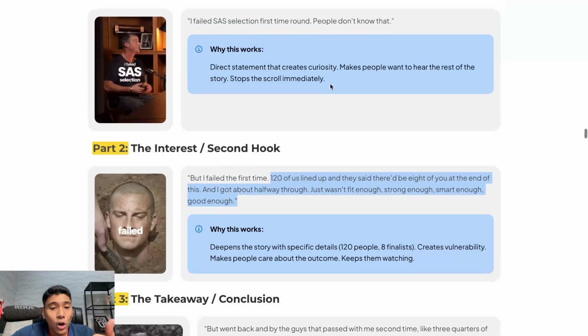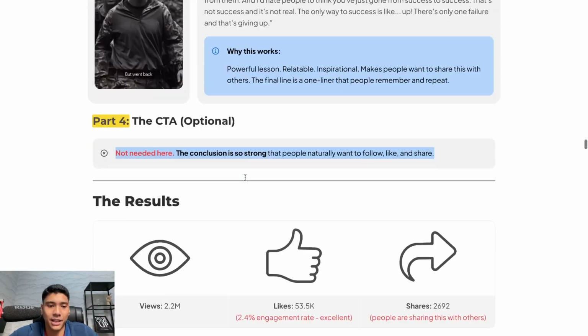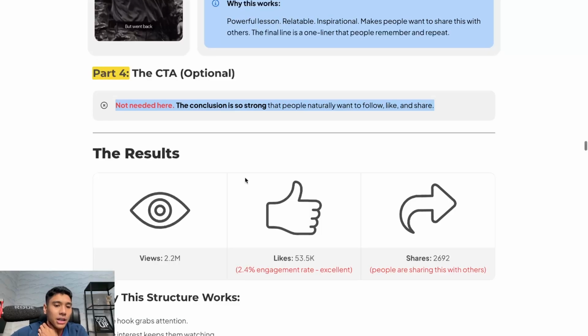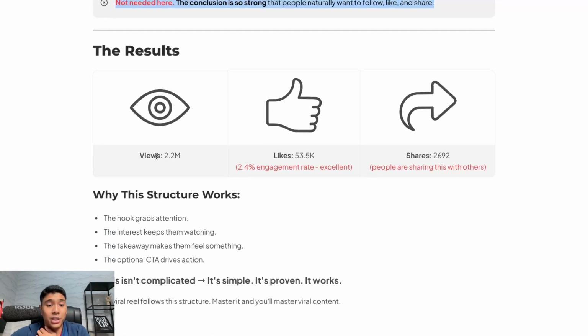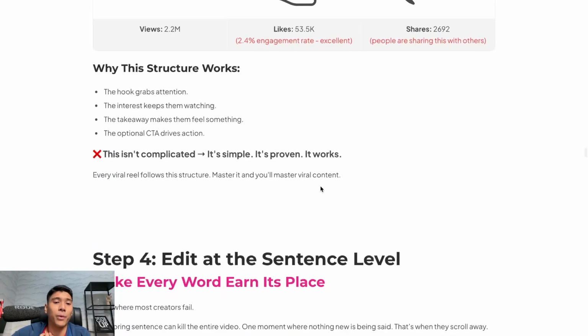So the hook, the second hook, the conclusion, and the CTA. The CTA is not needed here because Bear doesn't sell anything in his content. So the results: 2.2 million views, 53,000 likes, 2,600 shares. People are liking it, they're sharing it. The hook grabs the attention, the interest keeps them watching, and the takeaway makes them feel something.